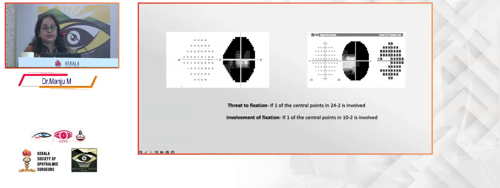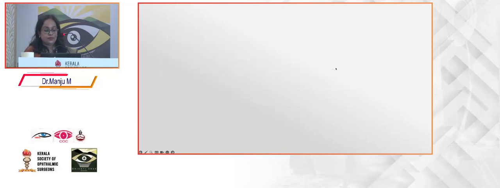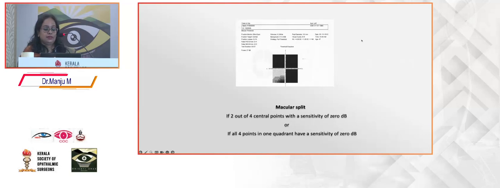And threat to fixation happens in advanced glaucomas if any one of the central points in a 24-2 field is involved. If there is any threat to fixation, it's better to do a 10-2 field to see whether there is any involvement of fixation, that is if one of the central points in 10-2 is involved. And also if there is a threat to fixation, it's important to do the macular program to see whether there is any macular split.